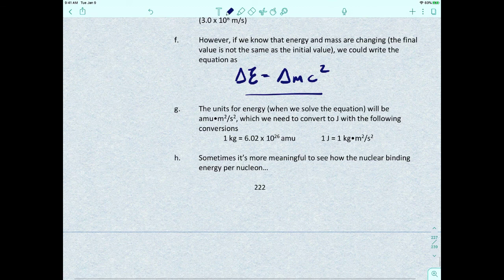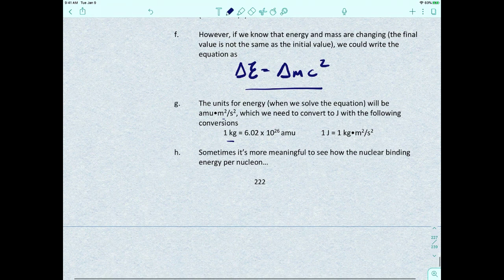And so the units for energy, when we solve for this equation, are going to be AMU times meters squared over second squared, which we need to convert to joules with the following conversions. That 1 kilogram is going to be equal to 6.02 times 10 to the 26th AMU, and that 1 joule is going to be equal to 1 kilogram times meter squared over second squared.